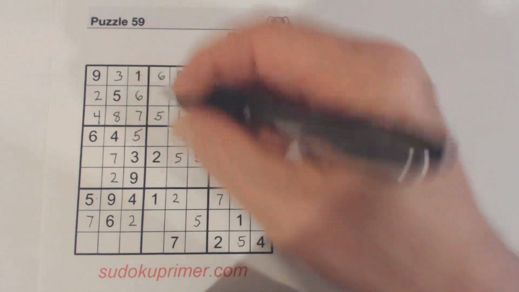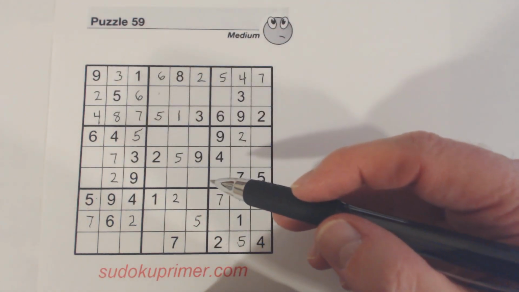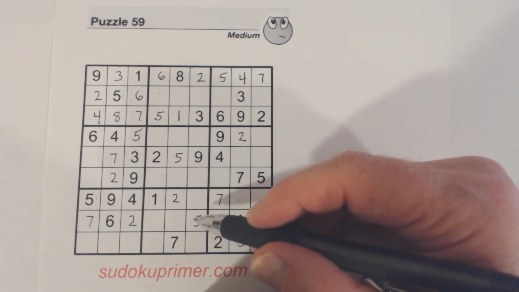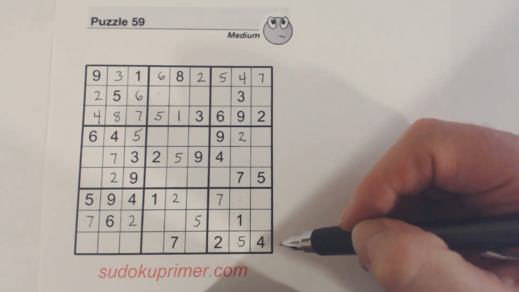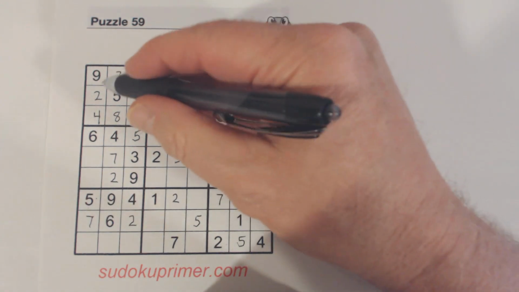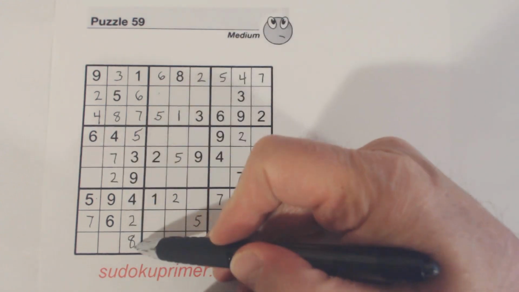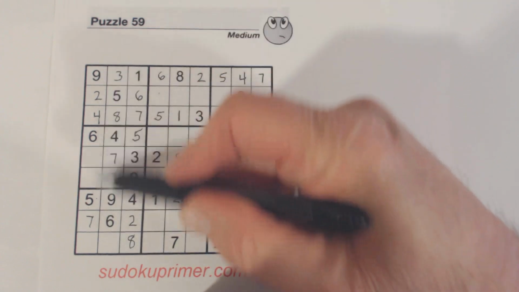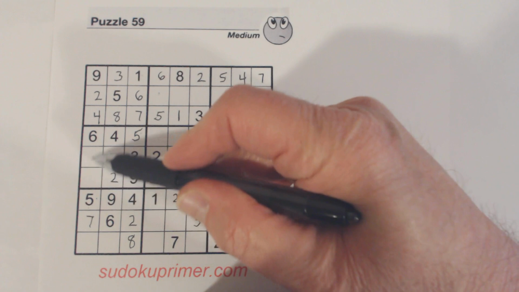Then we completed this box. The 8 was the only number missing there. Okay, now we've got an 8 here. We know that's an 8 because we've got an 8 here already. We don't have an 8 in this column yet, but we know that the 8 has to fit here.